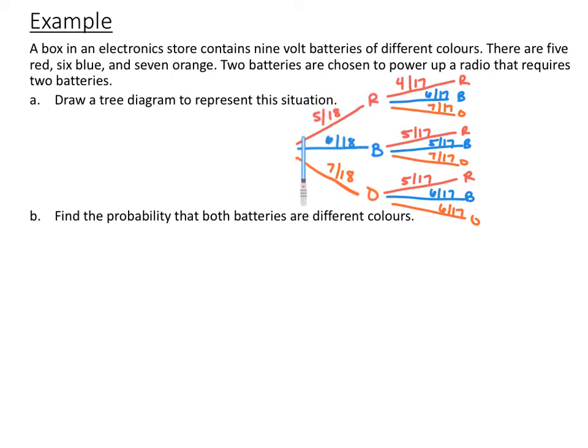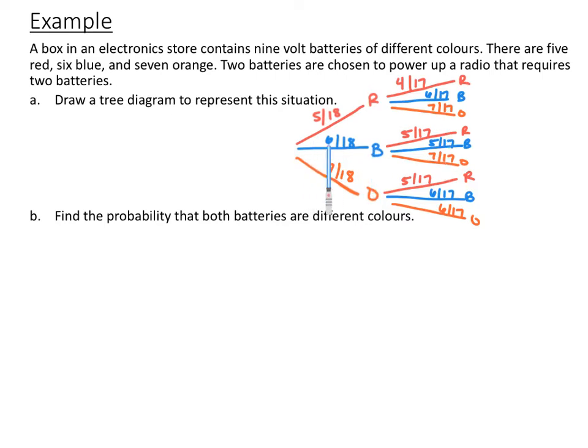So for the red, if you picked a red first, you keep that one out, so the probability that the next one is red, well, one of the reds is gone and one of the totals is gone, so that drops down to 4 out of 17. If the first one you chose is red, you keep that one out. The probability that the next one's blue, there's still 6 blues, but now there's only 17 total. And then same with orange, there's still 7 oranges, but there's only 17 total.